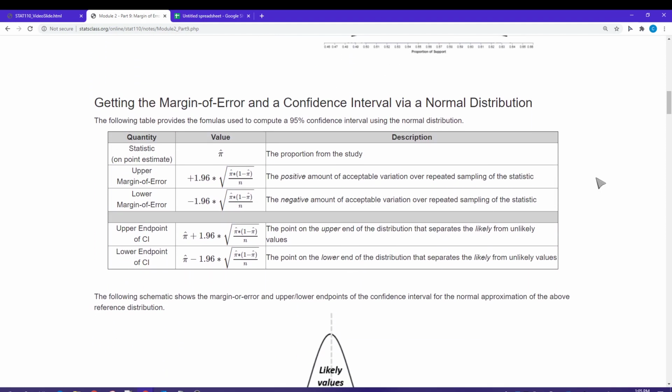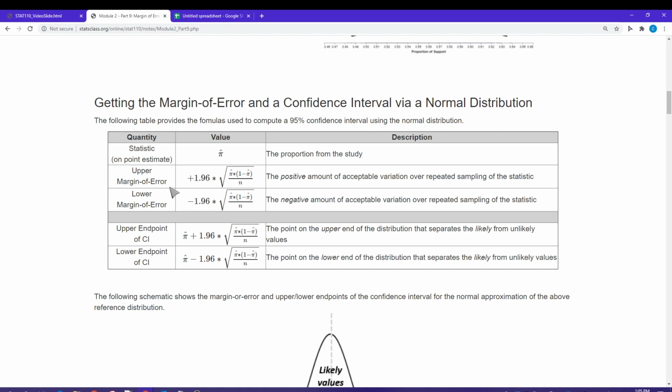So how do we go about doing that? Well, we're going to use the following formulas. So the point estimate is just the value that we obtain from the poll. We're going to have that value be denoted by the pi hat.